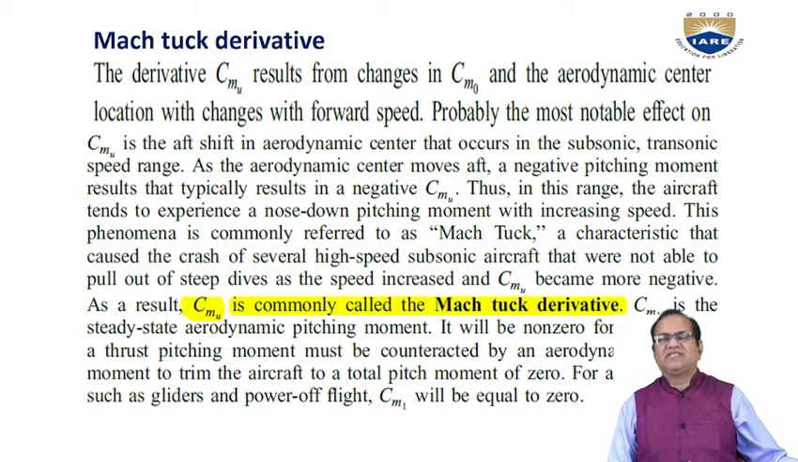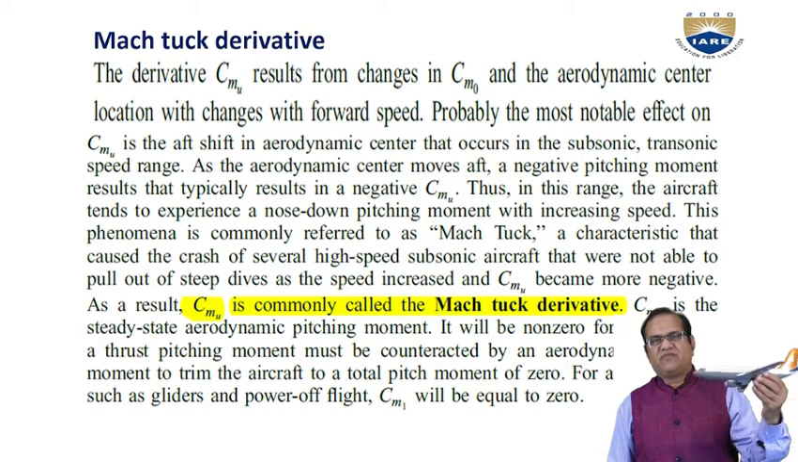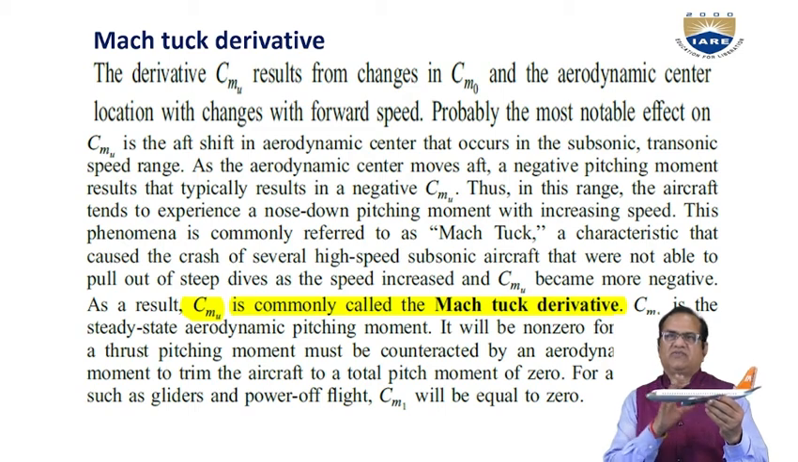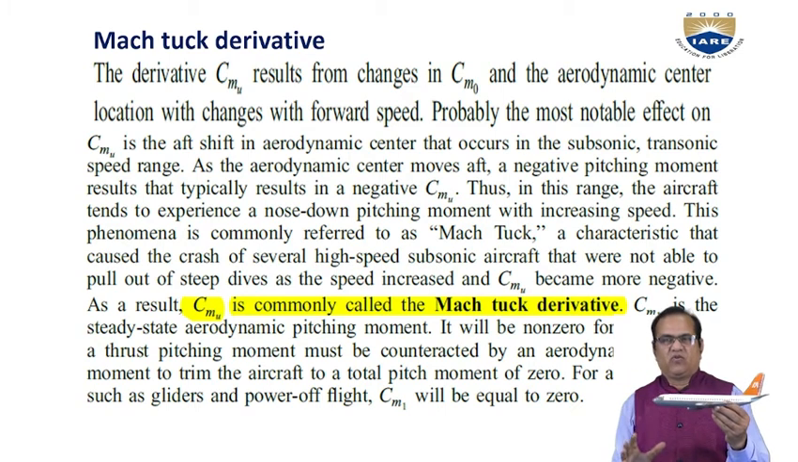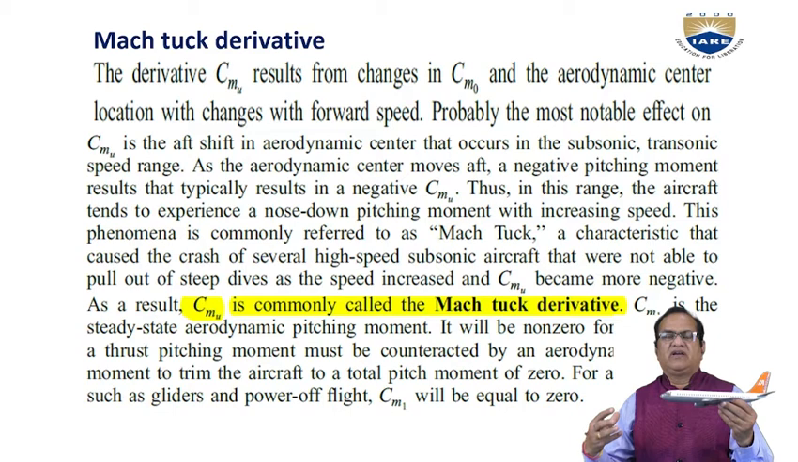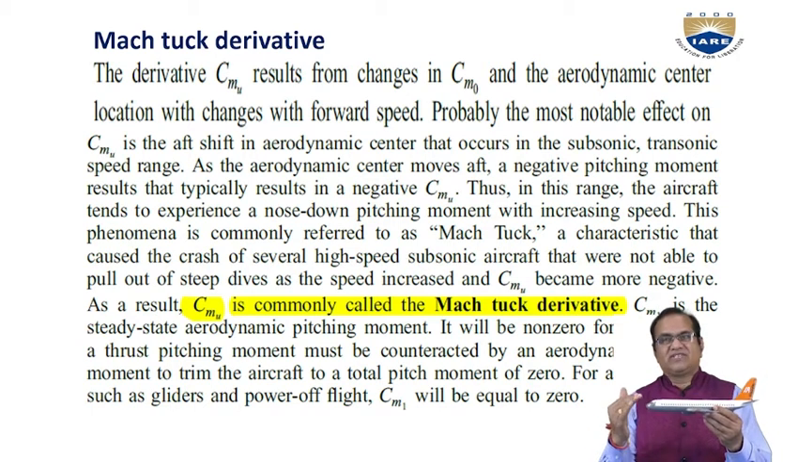Okay, so here we can see what the Mach-Tuck derivative is. It is a natural phenomenon. Once the aircraft is flying at subsonic speed, most of the time the aerodynamic center of this aircraft will be at c by 4, quarter chord length of the wing chord. But as the aircraft is speeding up and reaching near or above the critical Mach number, the shock wave starts forming, and the aerodynamic center will start moving backward.